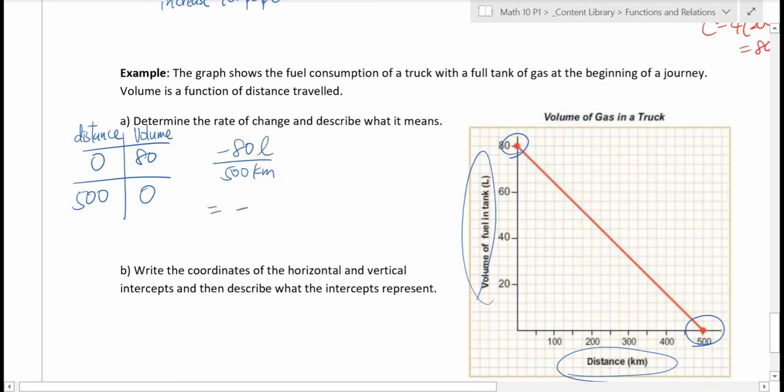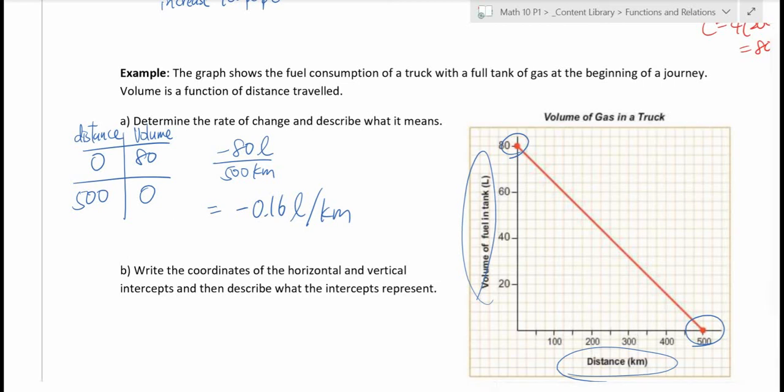If you put this into a calculator, 80 divided by 500, that gives you negative 0.16 liters per kilometer. Okay, so you just take the unit, and that will be your rate of change unit, right? So you can see you're using 80 liters of gas for 500 kilometers. If you simplify that or just put that into a calculator, you get negative 0.16 liters per kilometer, which means, okay, what does that mean? I'm going to write it this way.